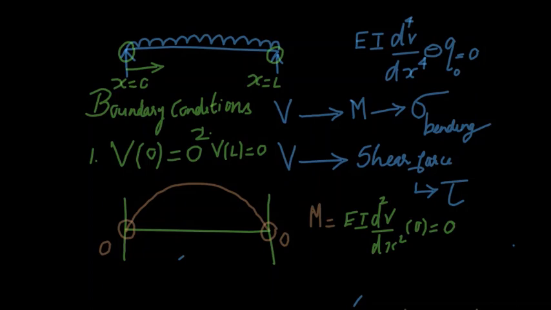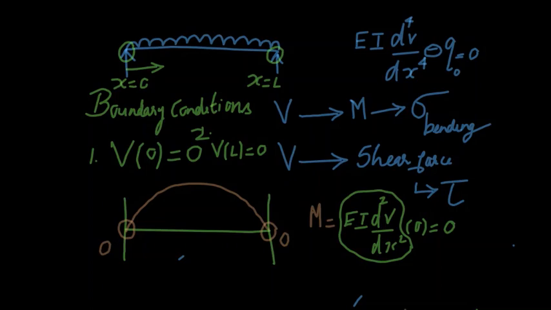If you are wondering how we get this particular expression for bending moment, please go back and watch the previous video. In the previous video, we have derived this expression. So please remember the expression for bending moment is EI into d squared V by dx squared. You have to burn this expression into your brain. It is very, very important.